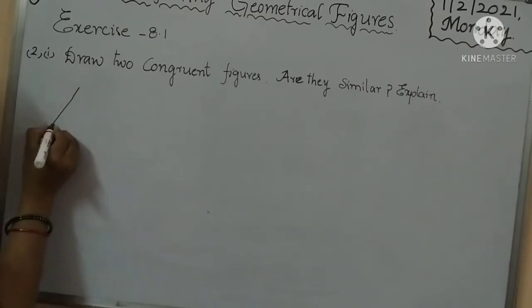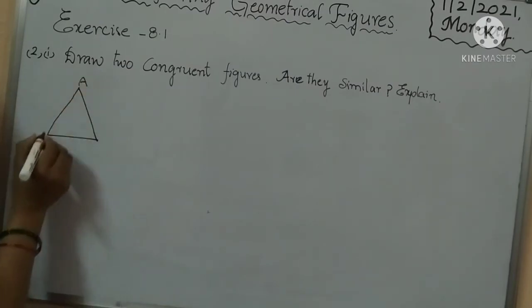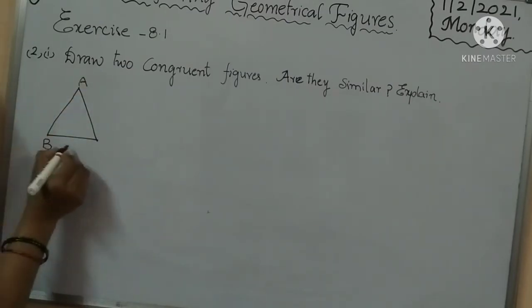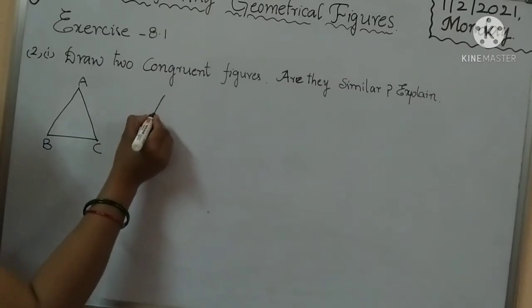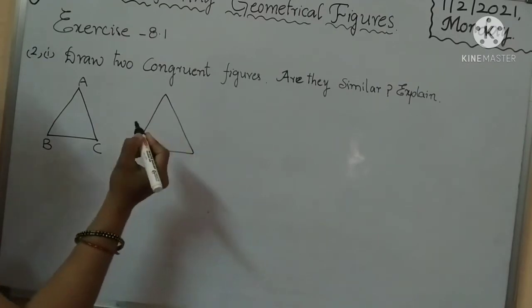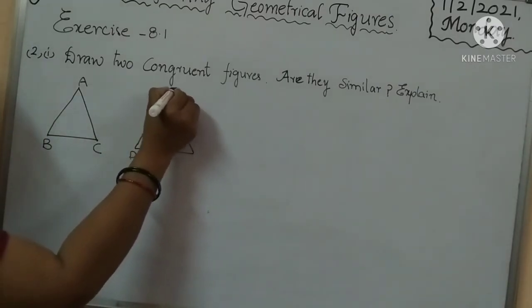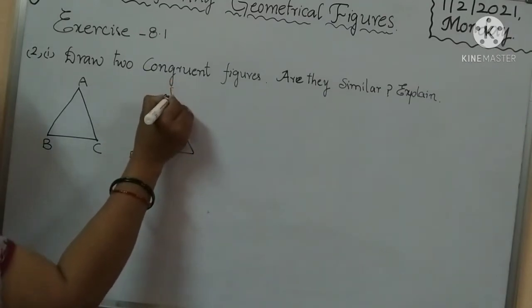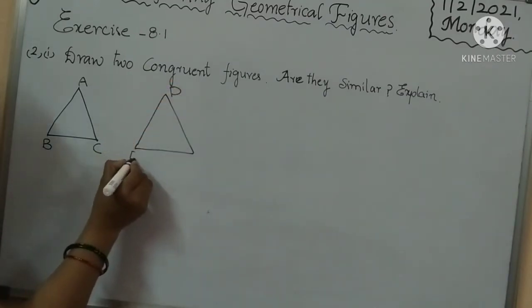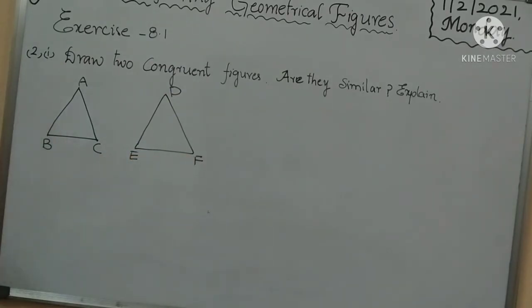Triangle ABC and triangle DEF. These are two figures of the same size and same shape. Okay. So here these two triangles are congruent.